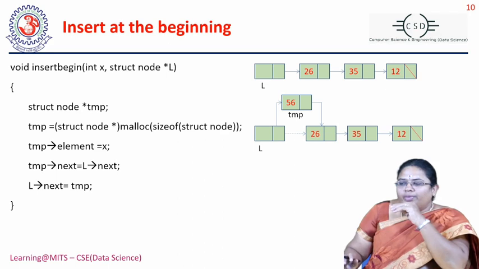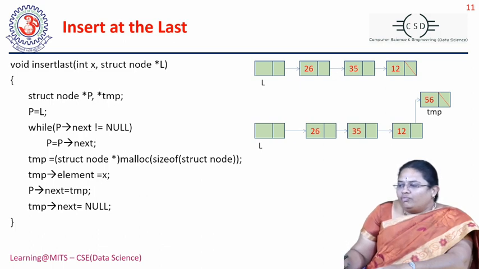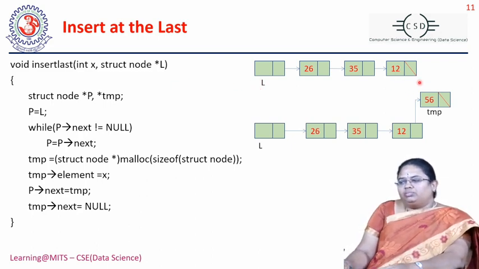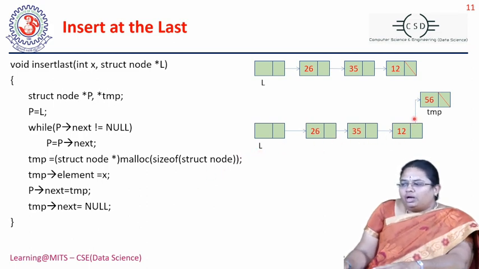Next, to perform insertion at the last. To perform insertion at the last, what do we need to do? We know only the address of the header node. At any time, we will have the address of the first node only. So, to perform insertion at the last, we have to traverse the list from here to the end. How do we find the end? By this null. The last node's next field will have null.